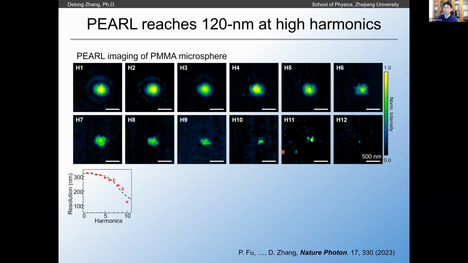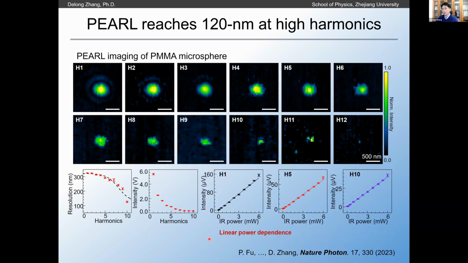However, there's no free lunch. As you can see, when you move into higher orders, the signal level decreases, and eventually we're fighting with the SNR. Another thing is that when we change the infrared excitation power, we see a linear power dependence. This is very different from nonlinearity-based label-free super resolution techniques, and it is less likely to cause photodamage because of this linear power dependence.